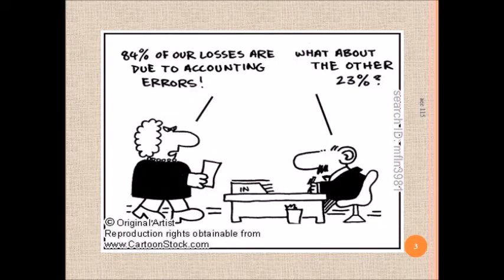Look at this slide that portrays the cartoon. Based on the dialogue, 84% of our losses are due to accounting errors. So you can see that they're having losses because of accounting errors. That's what we're learning in this chapter: to prevent those accounting errors by doing correct classification of account.